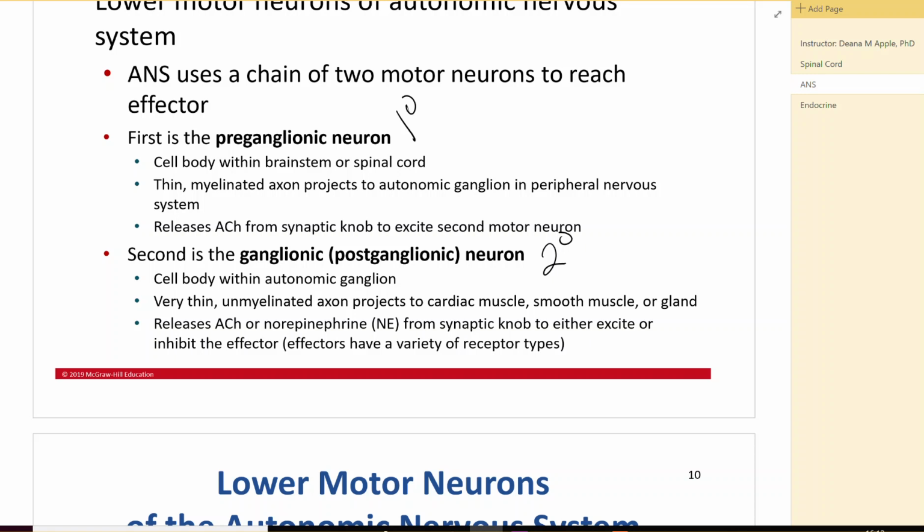It's unmyelinated. So what does that tell us about the speed of conduction? It's slow. Yeah. It's slower. It's still really fast, y'all, though. But it's slower than the preganglionic, and it's even slower than the somatic. So somatic, remember, those are large diameter, heavily myelinated. ANS, not so much. So this is going to project to smooth muscle. It's going to project to cardiac muscle, and it's going to project to glands. It's also going to release acetylcholine or norepinephrine.